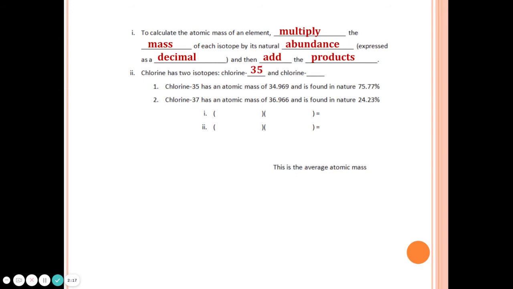Make sure you write this down. Chlorine has two isotopes. We have chlorine-35 and chlorine-37. You are given that chlorine-35 has an atomic mass of 34.969 and is found in nature about 75.77%. A little more, well, actually a lot more than chlorine-37. So chlorine-37 has an atomic mass of 36.966 and is found in nature 24.23%. So we're going to do a little calculating.